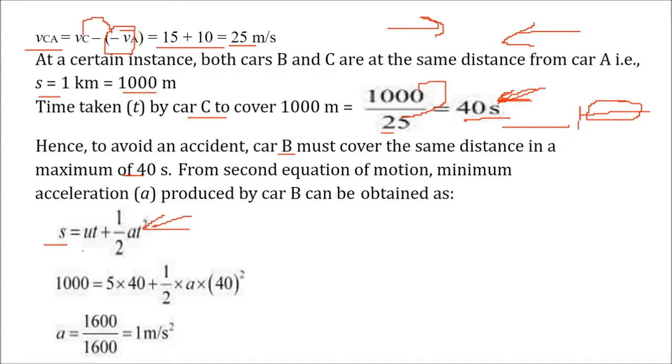But the speed, we know, is 5 into 40, that 5 is there, and 40 is the time. In this time, he has to have some acceleration. So what is the proper acceleration? A has to be found out using this formula. It will be 1 meter per second square.